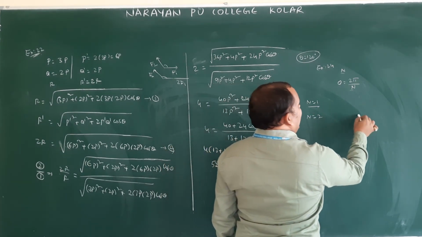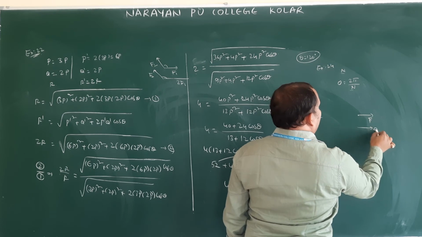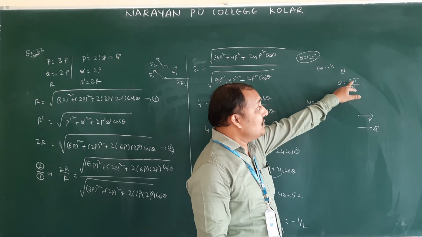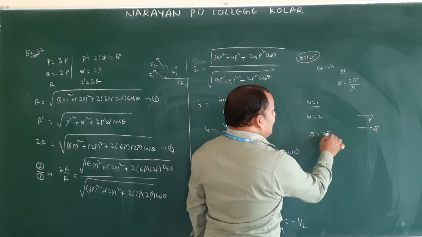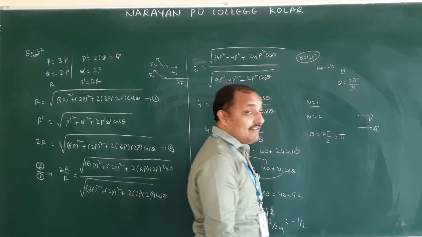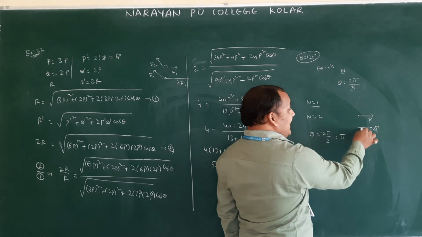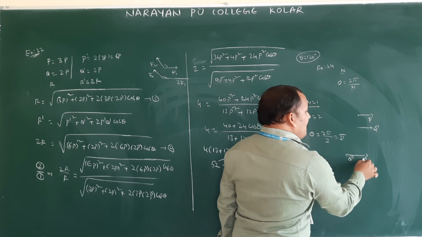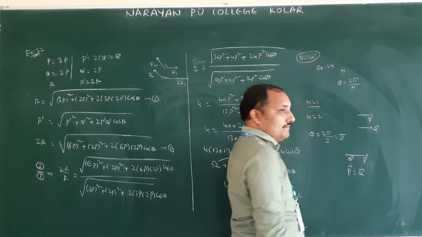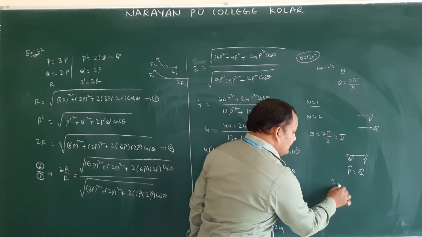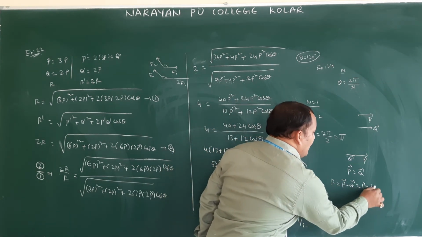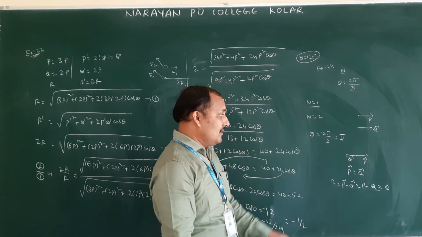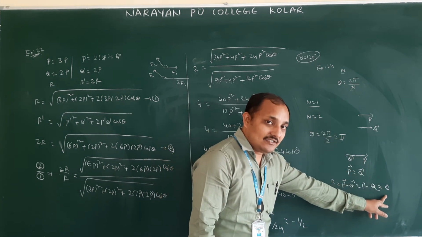N is equal to 2 means I am taking 2 vectors, p bar and q bar. The angle between these two vectors is 2 pi by n, so with n equal to 2, theta is pi. Pi means 180 degrees, which means both are opposite. So p bar and q bar are equal in magnitude but opposite. Then the resultant is p bar minus q bar, that is P minus Q, and both are equal in magnitude. Therefore, for two equal vectors, the resultant is 0.